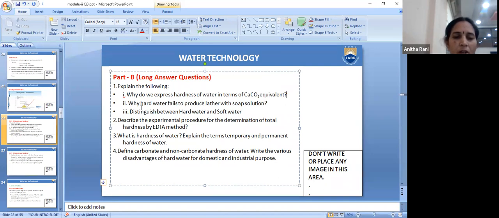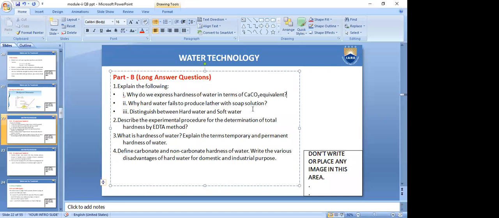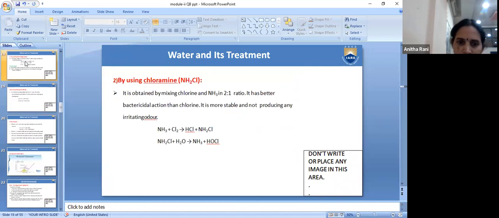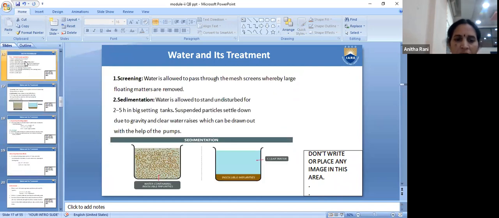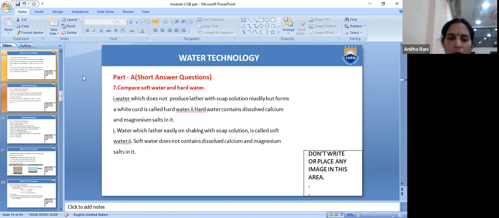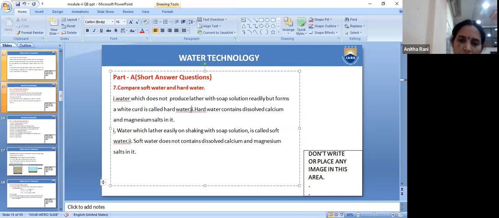Next one: why does hard water fail to produce lather with soap solution? Hard water forms precipitates with magnesium and calcium. You write that. Next, distinguish between hard water and soft water. I gave this already. Tell me, students, what is hard water? Tell me first.